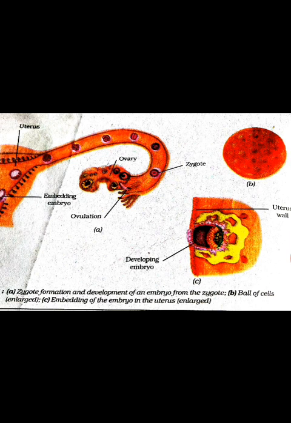Another example of internal fertilization is the fertilization that takes place in hens. Here also, which fertilization takes place? It's the internal fertilization. In hens, soon after fertilization, the zygote divides repeatedly and travels down the oviduct. As it travels down, many protective layers are formed around it. So the hard shell that you see in a hen's egg is one of such protective layers.